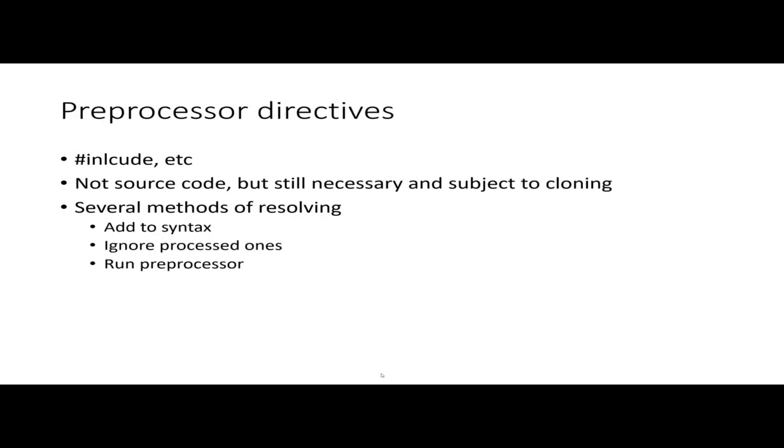Preprocessor directives such as the #include statements in C++ can be cloned just like any other portion of the code. For this reason, they must be looked at. However, they don't follow the same formatting as the rest of the language and must be looked at differently. Several methods exist to solve this, such as adding them to the language syntax, essentially making them an extension of the language, or running the preprocessor to remove any unstructured directives. Any clones that are found in this stage must be marked as part of the include file, not the including file.